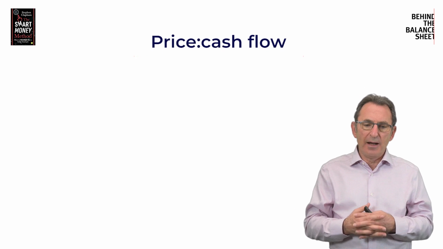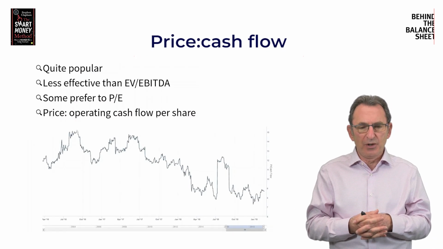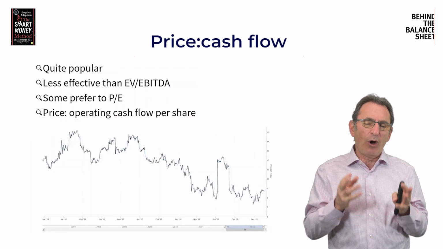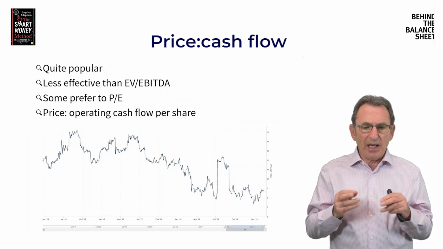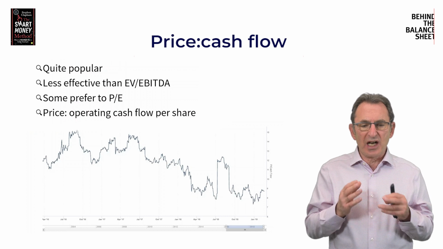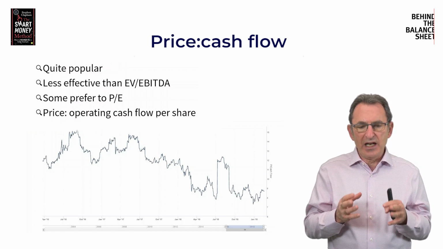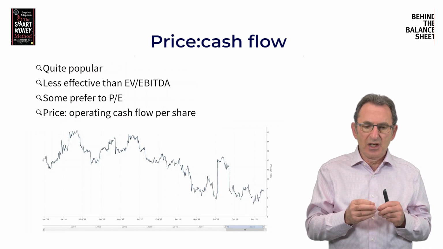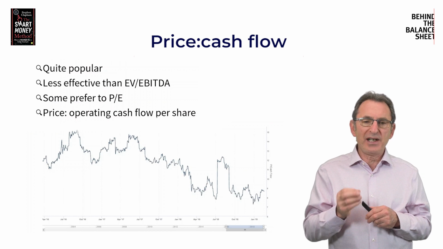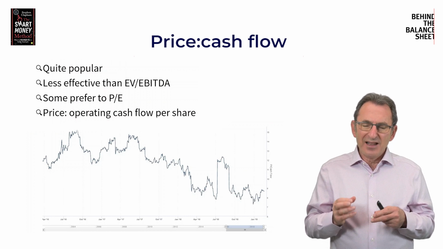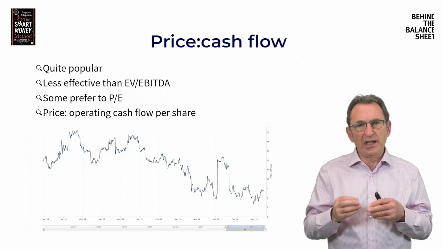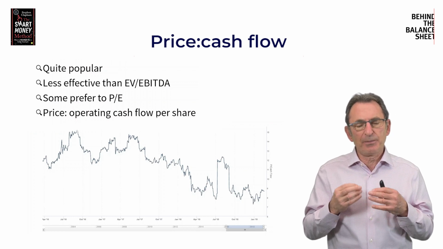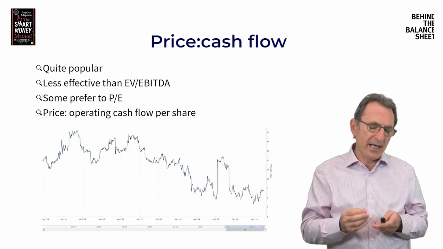Price to cash flow. I mean, this is quite a popular ratio. It's probably less popular and I think less effective than EV/EBITDA. Some people do prefer this to the price earnings ratio. What you're doing here is you're calculating the price and dividing it by the operating cash flow per share. This can be slightly distorted. You've got to be quite careful because if there's some funny movements in working capital in a particular year, the price to operating cash flow can be distorted.